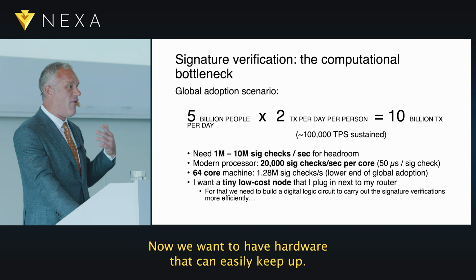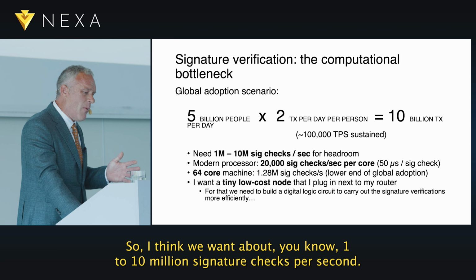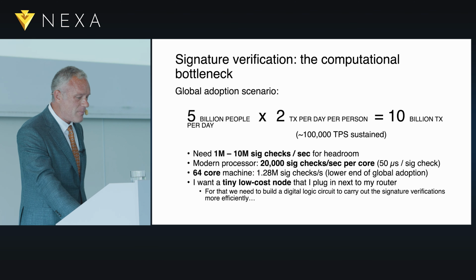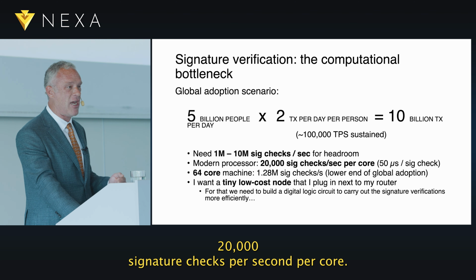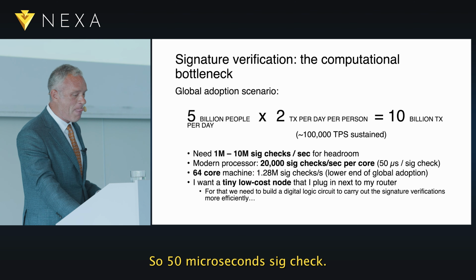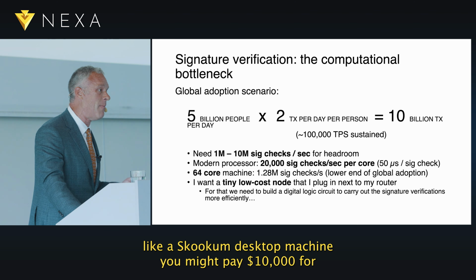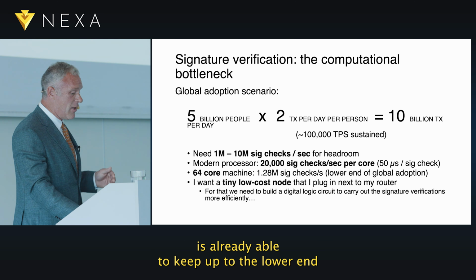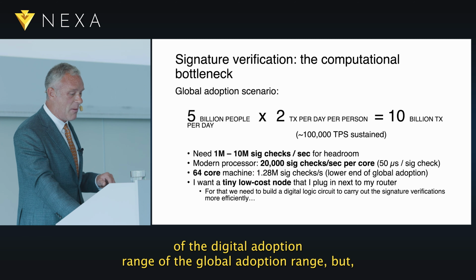Now, we want to have hardware that can easily keep up. So we want to have lots of headroom. So I think we want about 1 to 10 million signature checks per second. A modern processor can do about 20,000 signature checks per second per core, so 50 microseconds per check. So a 64-core machine, like a Skookum desktop machine you might pay $10,000 for, is already able to keep up to the lower end of the global adoption range.